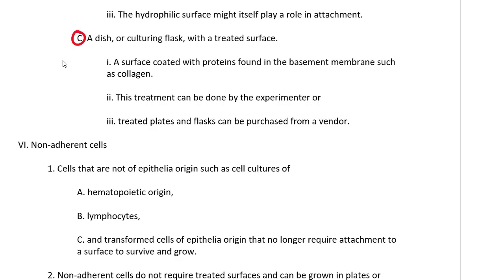So in this case, what you do is you either buy some of the ingredients or proteins that are found in the basement membrane. You coat the bottom of the plate with it, and then once your plates have been coated, you put your cells in, and now your cells actually have something that looks like the basement membrane for them to bind to. Or you can just buy plates from a vendor that are already pre-coated. Now this is the most expensive option.